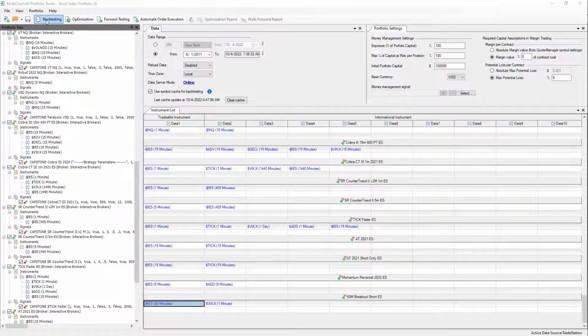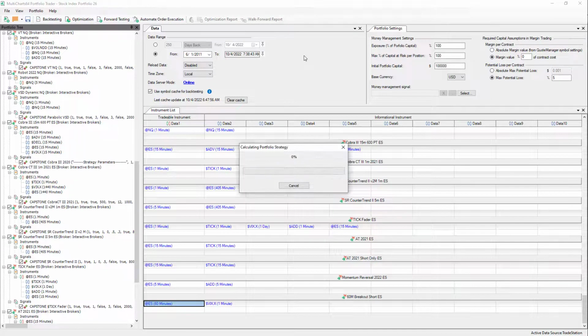I'm going to pause the video. We'll take a look at the long trades. We'll go through the analysis. Then we'll look at the combined results. And so if I click on back testing right here, it is starting now. And so it's calculating the portfolio strategy. So I'm going to time it here to see how long it takes.